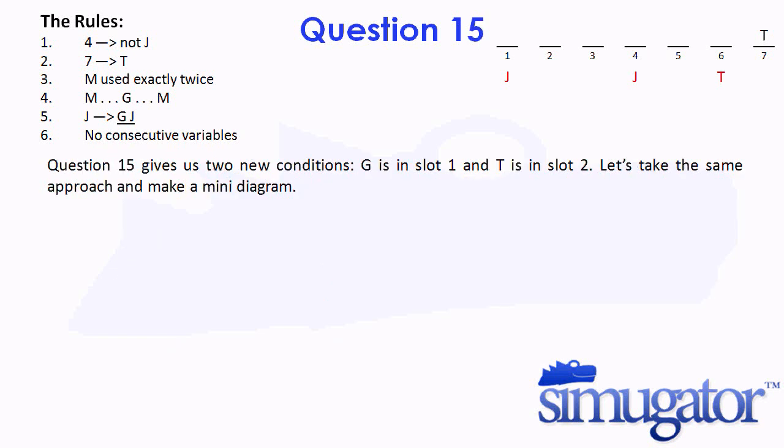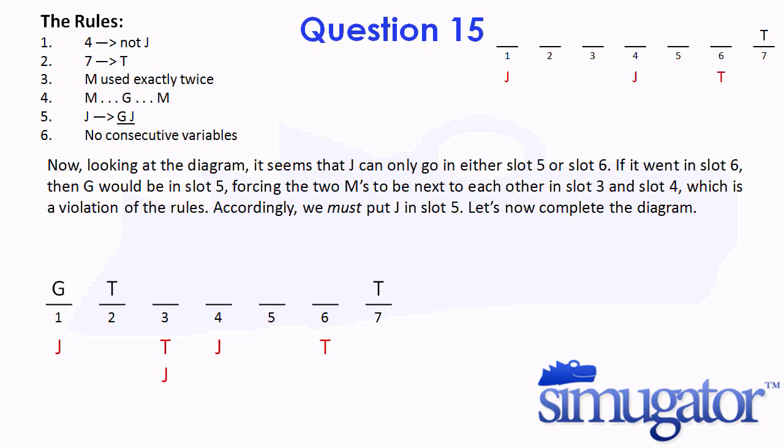Question 15 gives us two new conditions. It says that G is in slot 1 and T is in slot 2. Let's take the same approach and make a mini diagram. So we have G and T right there. The rule against consecutive variables means that T cannot go in slot 3. And further deductions, J cannot go into slot 3. And that's all we can do.